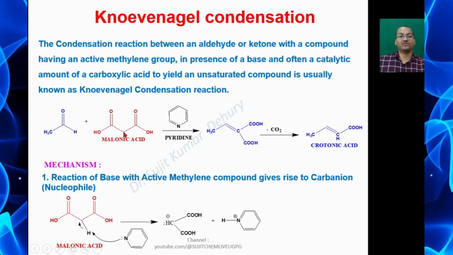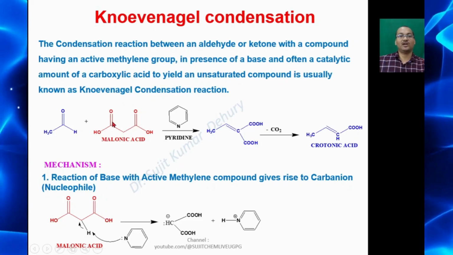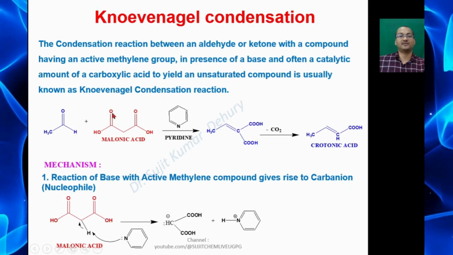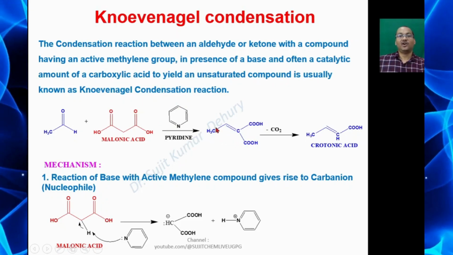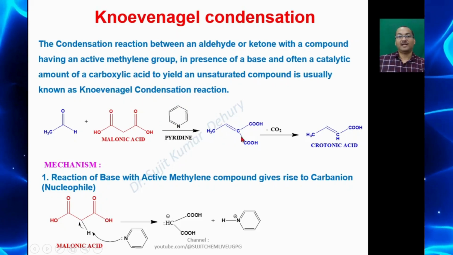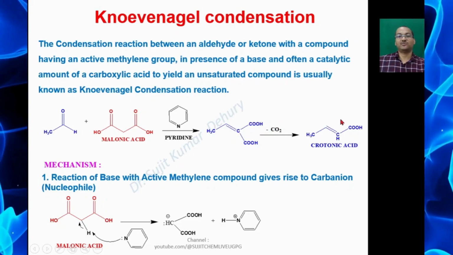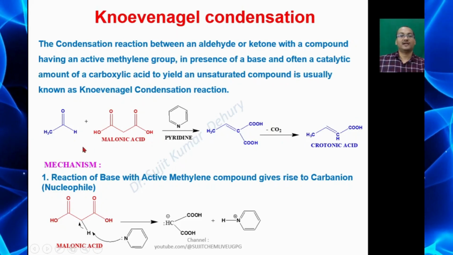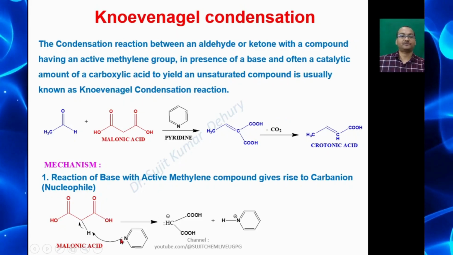So this CH2 here, this is the active methylene group which is flanked by two electron withdrawing groups, CO group or COH group. So in presence of pyridine, you will end up with this dicarboxylic acid and it will lose one molecule of carbon dioxide giving rise to crotonic acid. So let's talk about the mechanism of how this crotonic acid is formed.